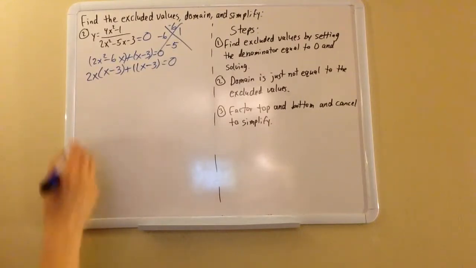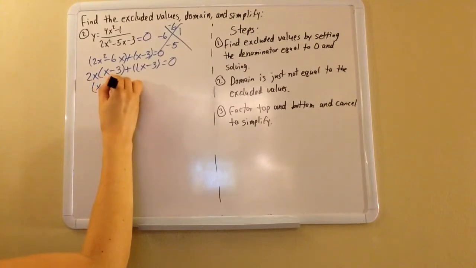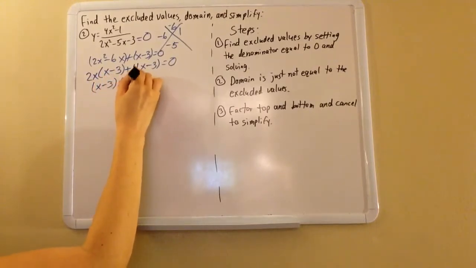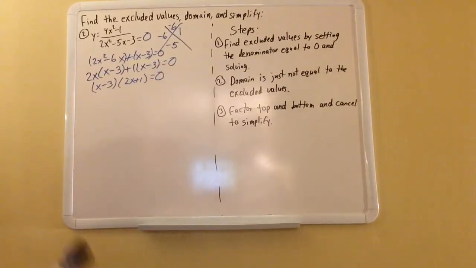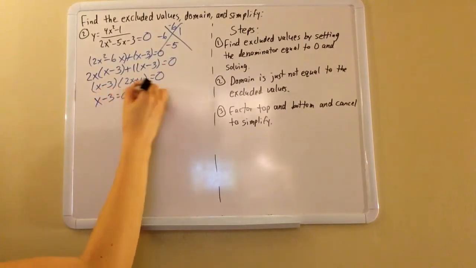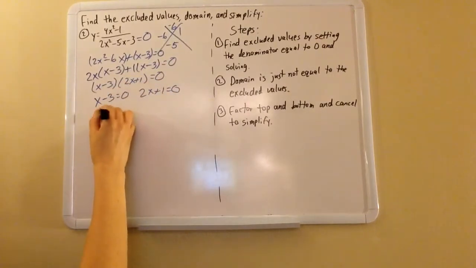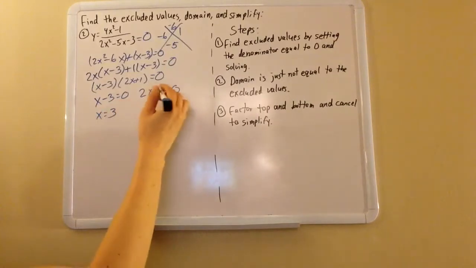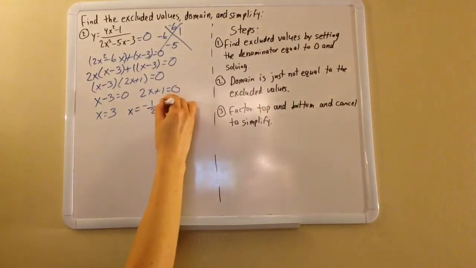From here, I can see that these two are exactly the same, so that's one of my factors, x minus 3. The other factor is 2x plus 1. That's equal to 0. So I set each one of these equal to 0. I get x minus 3 equals 0, and 2x plus 1 equals 0, and then I just solve. So I get x equals 3, and here I get x equals negative 1/2. Remember, these are both of my excluded values here.